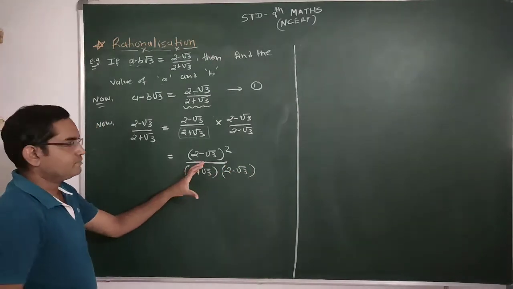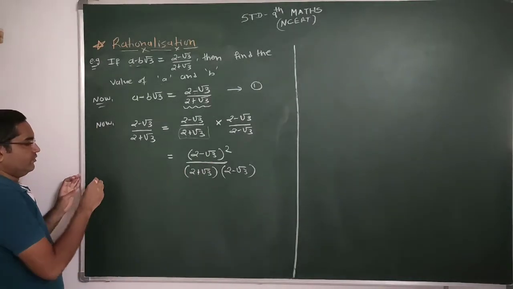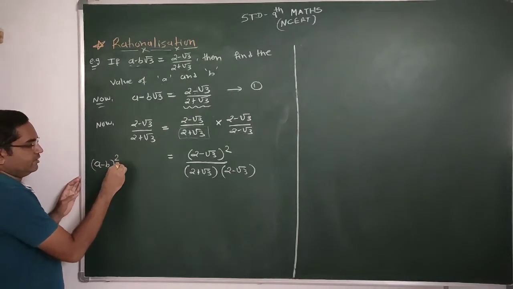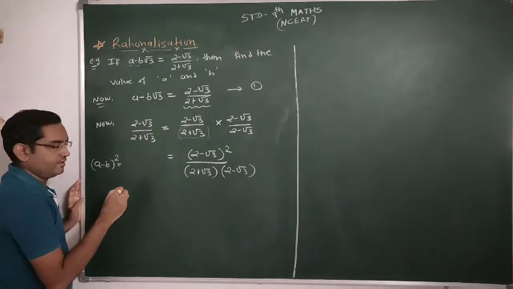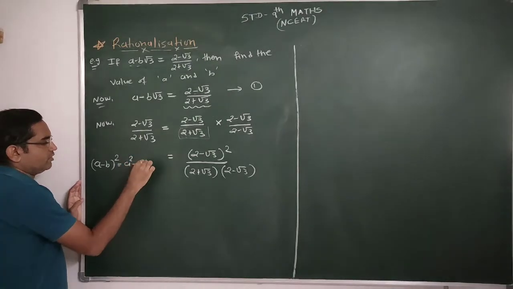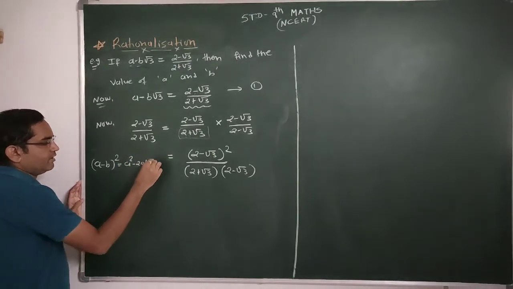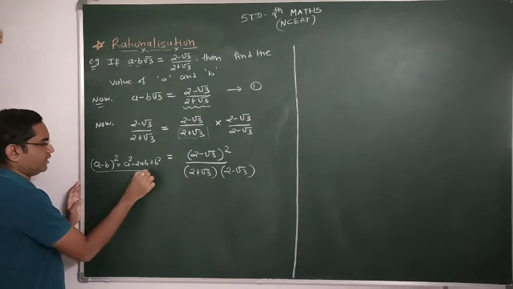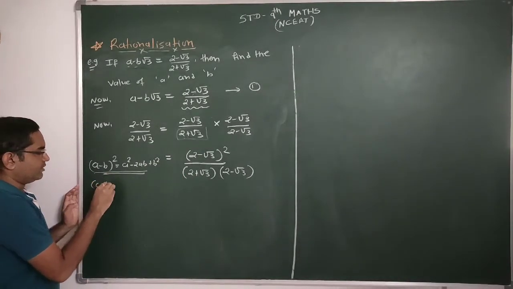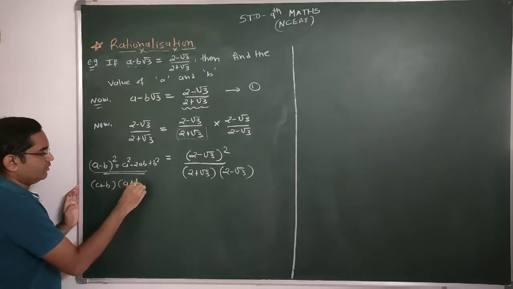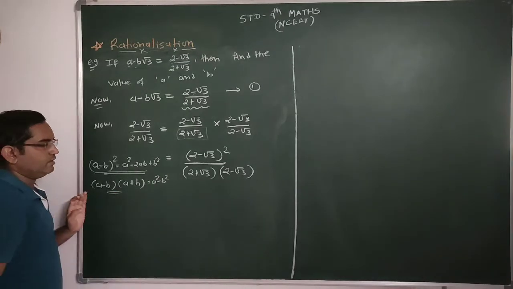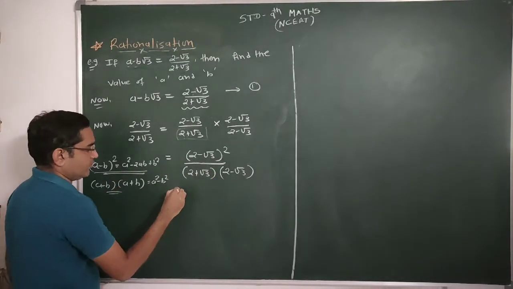So here you have to apply two identities. The first identity, a minus b whole square, we have studied in our 8th standard. A minus b whole square is first term square minus 2 into first into second term plus second term square. Done? And the next one we have already discussed: a minus b into a plus b equals a square minus b square.